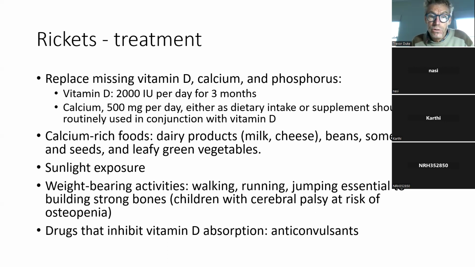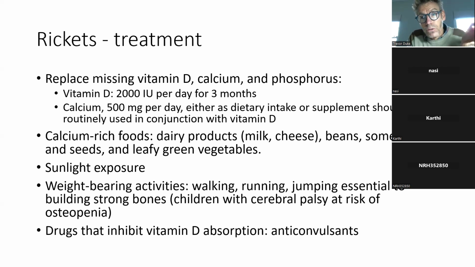And that's why children who've got cerebral palsy who are not weight-bearing, or got neurodevelopmental problems that are more wheelchair bound or not weight bearing, they'll develop osteopenia because of the lack of weight bearing on their joints.